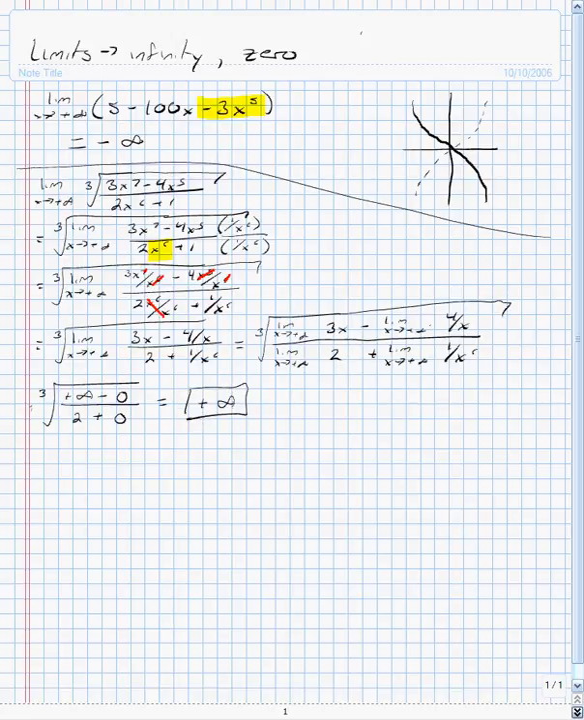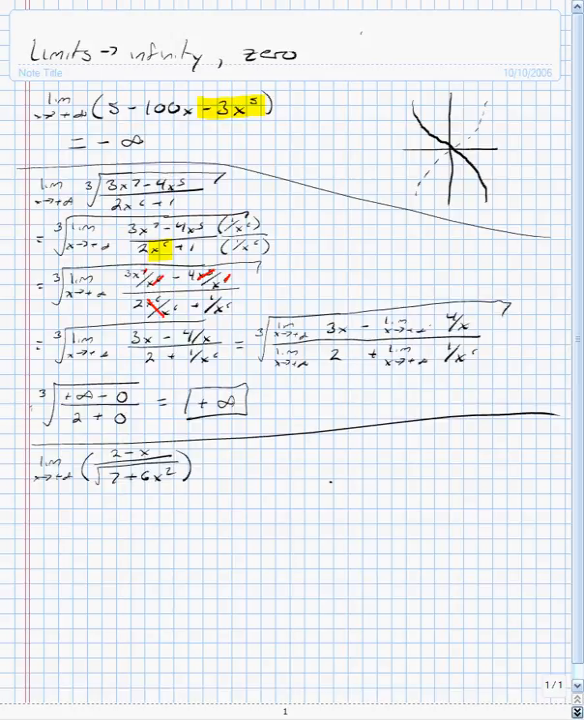The next example we'll be covering will be similar. We're asked to find the limit as x approaches positive infinity of the function 2 minus x all over the square root of 7 plus 6x squared.